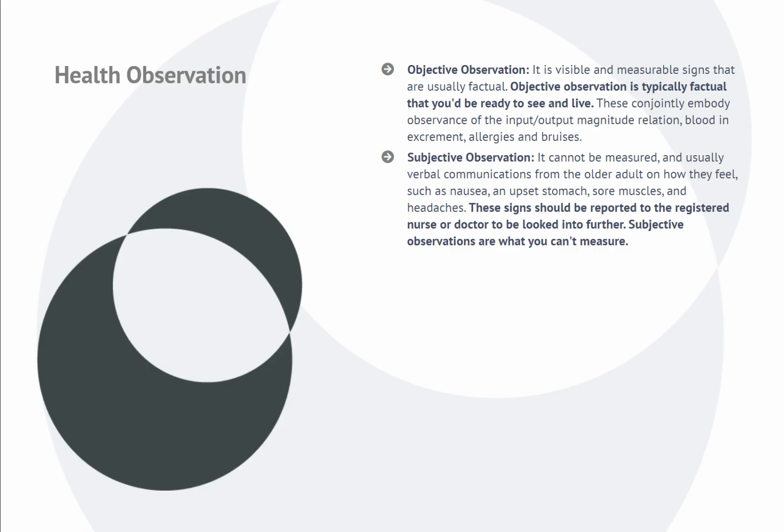Subjective observation: it cannot be measured, and usually verbal communications from the older adult on how they feel, such as nausea, an upset stomach, sore muscles, and headaches. These signs should be reported to the registered nurse or doctor to be looked into further. Subjective observations are what you can't measure.